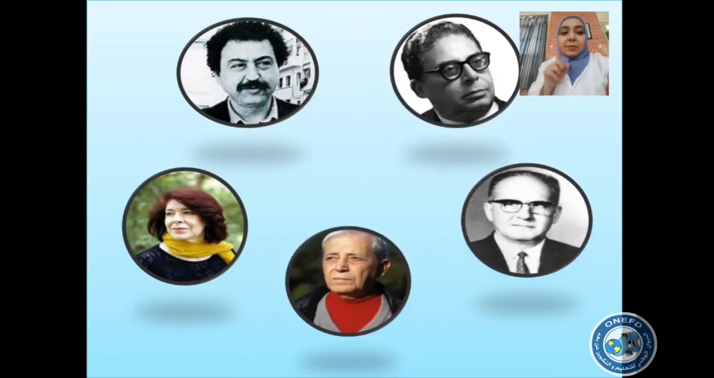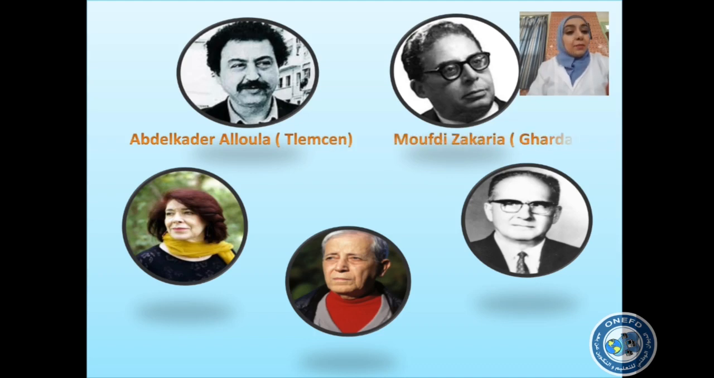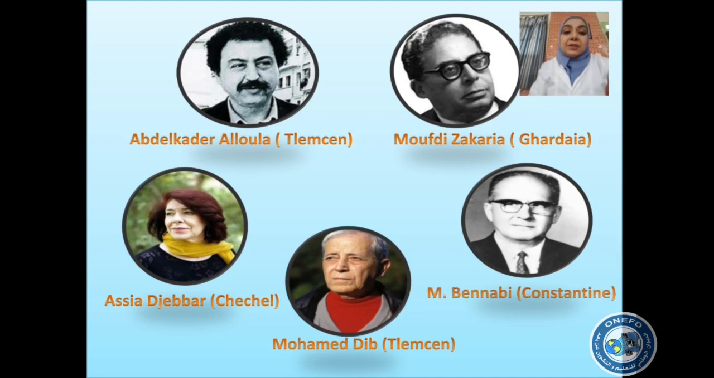The 5th one, you know him, I'm sure. You should know him. Number 1, who is he? Abd al-Qadir Al-Lula from Tlemcen. Mufti Zakaria from Ghardeya. You all know Mufti Zakaria. Asya Jabbar from Shershel. Muhammad Deeb from Tlemcen, and Malik bin Nabi from Constantine. Good. What field were they famous at?